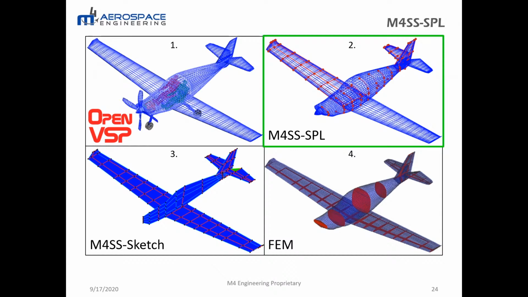Then after that, the sketch point layout is converted to the sketch model. In the sketch model, all the structural, aerodynamic, and load cases are defined. And then finally, that sketch model is used to automatically generate a Nastran-ready finite element model.